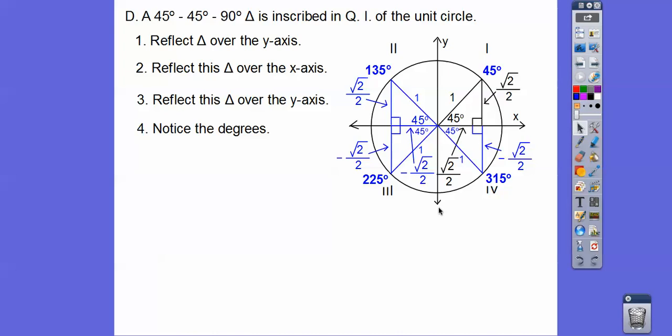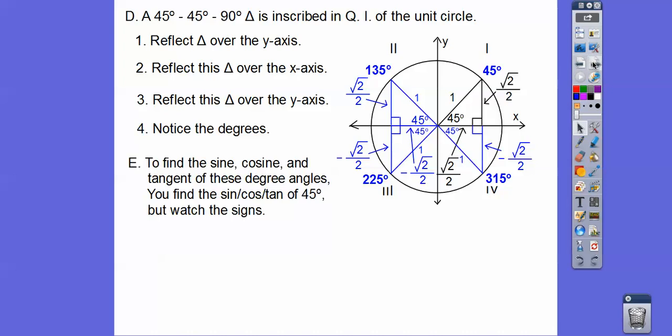Now this one is 270, so if we add 45, we get 315, or we can take 360 and subtract 45, okay? Now to find the sine, cosines, and tangents of these angles, 45, 135, 225, and 315, we just find the sine, cosine, and tangent of this 45. We just got to watch for the signs, okay? So here, remember, this is negative and this is positive, and this is positive. The hypotenuse is always positive. So we just got to watch for these signs, whether they're positive or negative, okay?